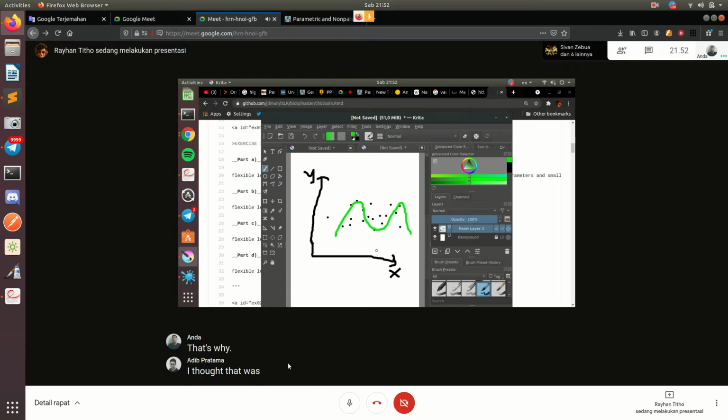I thought that a linear method performed better too. So you want to draw a time series or a sine function? I thought that was a straight line. Gimana, Mas Adib? Kita kira tadinya mau yang straight line, ternyata fungsi gelombang. Ya, Mas. So it's a flexible method line.